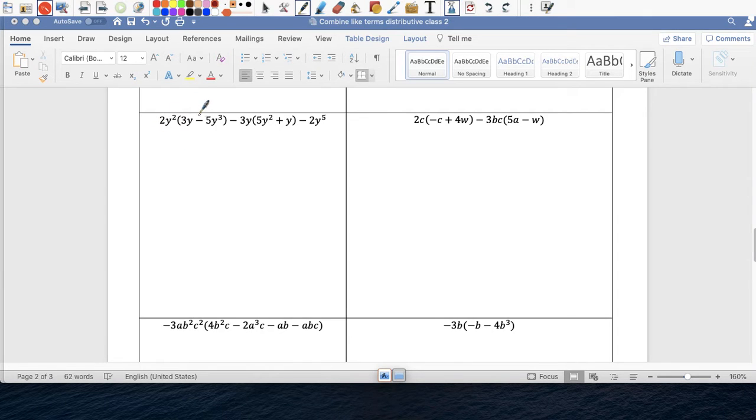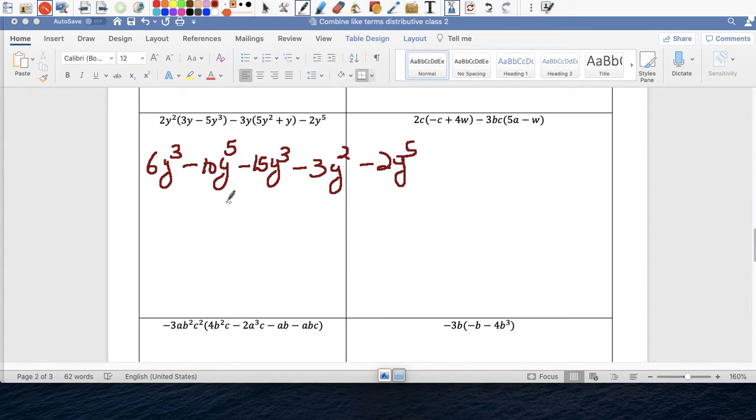So let's multiply, distributive property. 2 times 3 is 6, y squared times y is y cubed. Positive times a negative is a negative. 2 times 5 is 10, y squared and y cubed is y to the 5th power. Next is a negative times a positive, which is a negative. 3 times 5 is 15, and y times y cubed, y squared is y cubed. Negative times a positive is a negative. We get 3, there's a 1 in here, so 3 times 1 is 3, and y times y is y to the 2nd power. The last term we just write down because it's not doing anything with anyone.